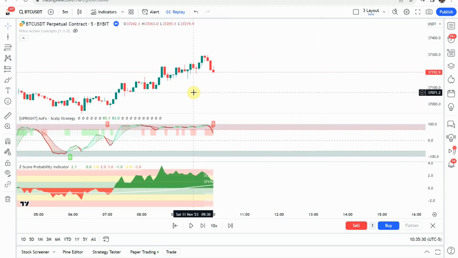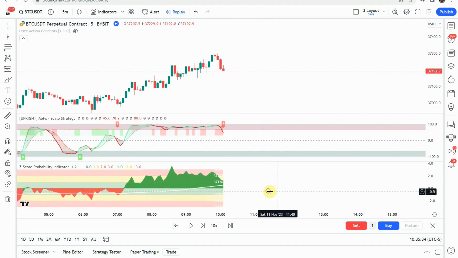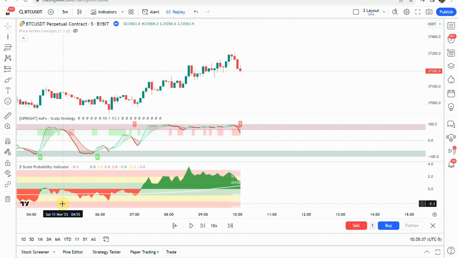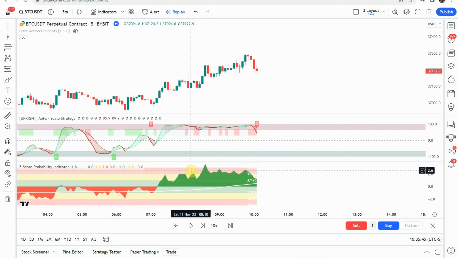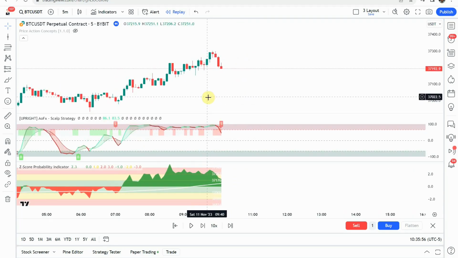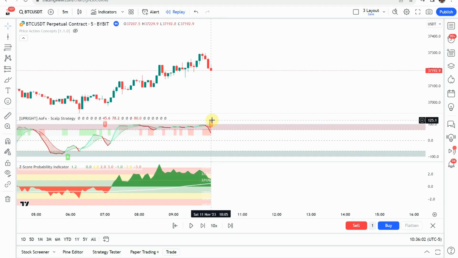So for an entry, what we are looking for is the Z-score probability to break either to the upside or the downside into these red zones. And so once it breaks into these red zones, for example, right here, you can see it breaks into the red zone on the top side. That means that we are looking for only sell signals. And we're looking for the sell signal from the Academy of Forex indicator. And you can see that we pick up a sell signal right here.